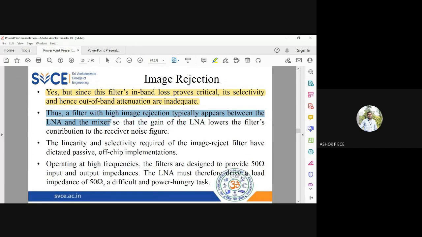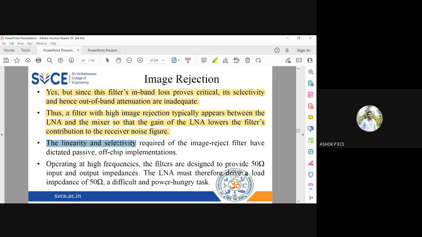So they say that even though there is a possibility of swapping the position of the LNA and the filter, most architectures prefer having the filter after the LNA only, so that the gain of the LNA will lower the filter's contribution to the receiver noise figure. So even though you are going to amplify your noise using the LNA, the unwanted noise contributed by the filter will not affect my circuit because the LNA will have a huge amount of gain.